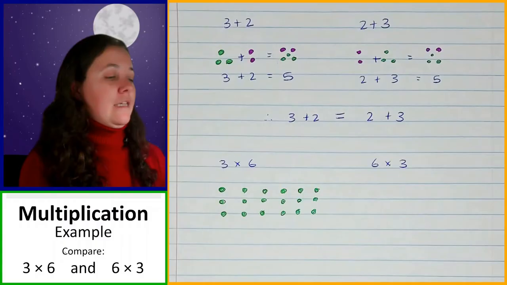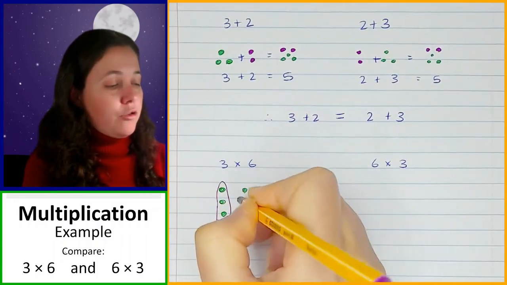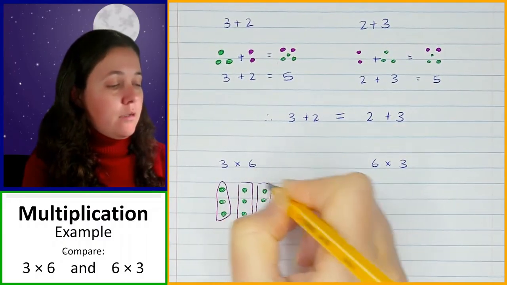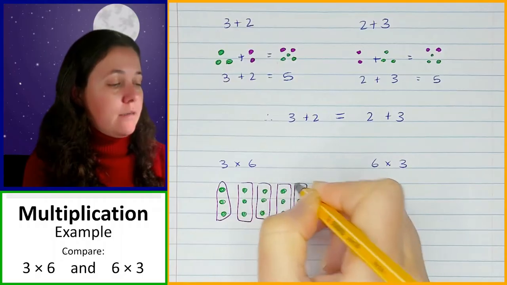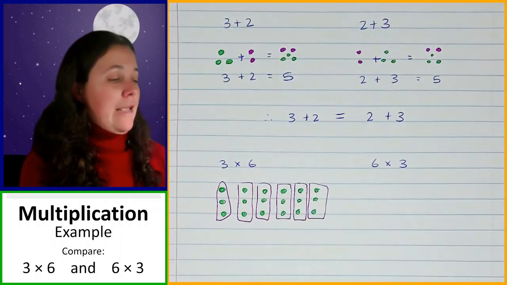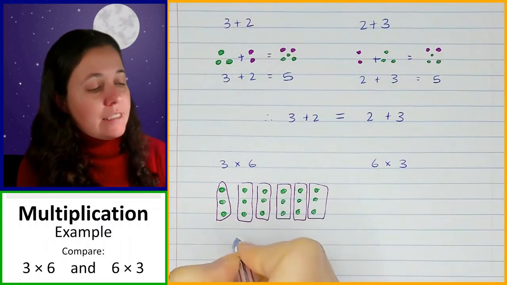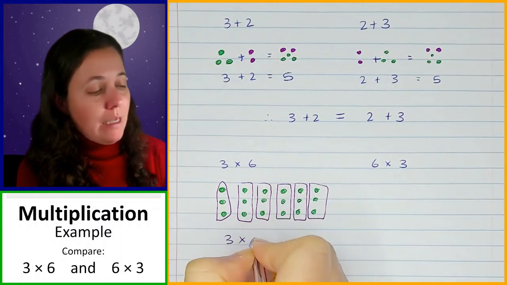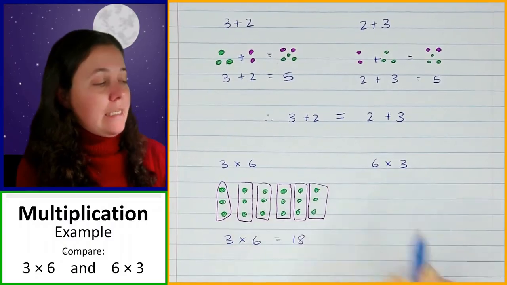So I can look at it like this. I've got 6 groups of 3, like that. But if I look and see how many I have altogether, then this gives me 18. So 3 multiplied by 6 is equal to 18.